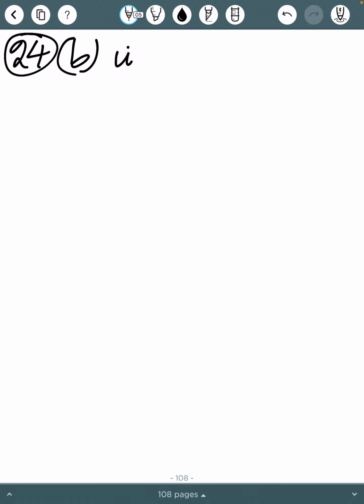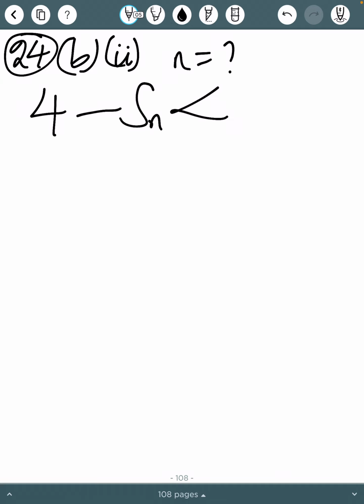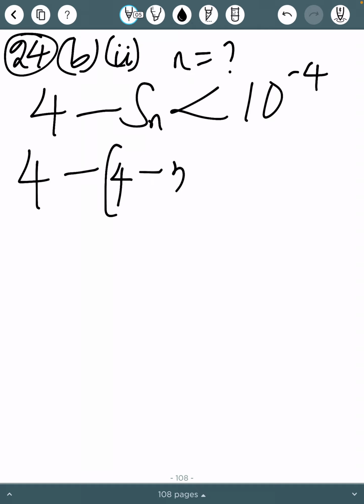24b Roman 2 now. I'm looking for the value of n for which the difference between 4 and Sn is less than 10 raised to power minus 4. This is the equation I want to solve. My Sn is 4 minus 2 raised to power 2 minus n.